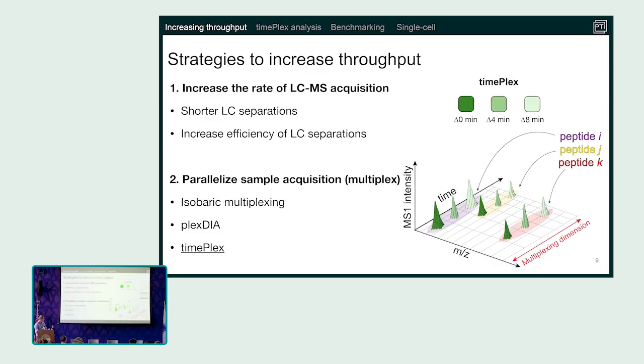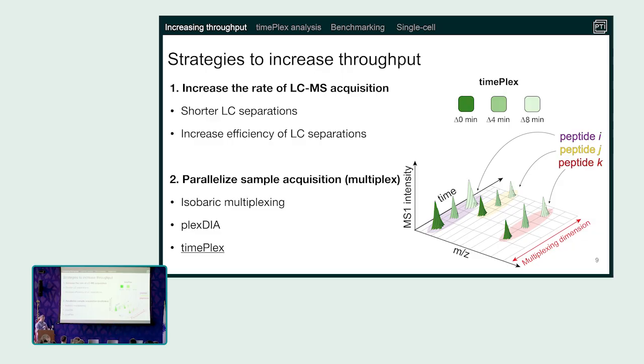Now, what I'm really excited to talk about today is this new capacity of multiplexing samples in an orthogonal dimension. Rather than multiplexing samples in the mass domain, potentially we can multiplex samples with time offsets. So we could temporally encode samples to undergo the exact same separations and just stagger them in time.